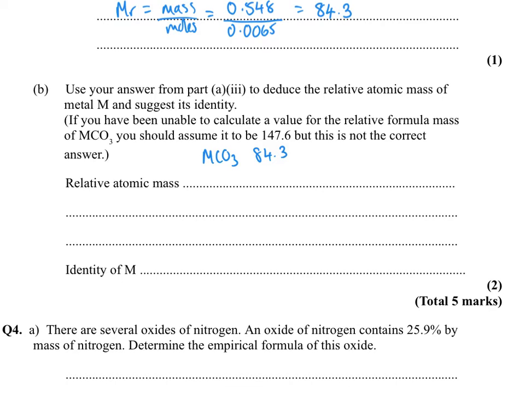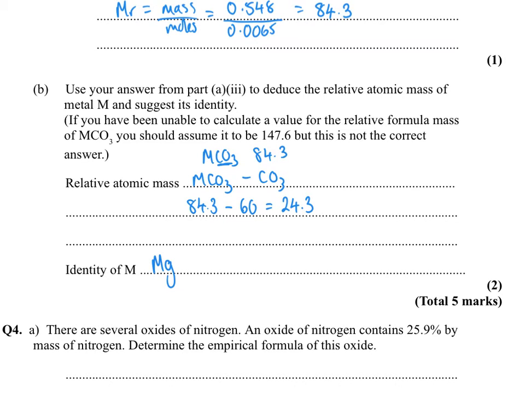We want to find out what just the M is. So we want to take away from it the mass of the carbonate. So in effect we're doing MCO3 minus the mass of the carbonate. So that would be 84.3 minus 60, which gives me 24.3. We're then going to use the periodic table and find out which metal element, because we know it's a metal, has a mass closest to 24.3. And the one that I think is closest is magnesium.